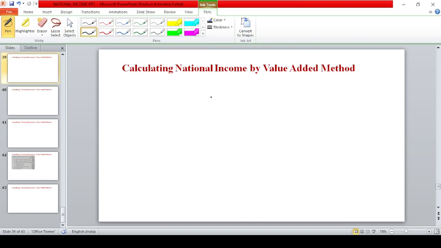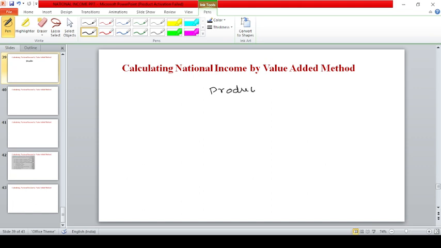Now in this class we are going to understand how to calculate national income by value added method. Now students, before I proceed with the calculation of national income by value added method, first let us understand what are the different methods that we can calculate national income with. Okay, so before proceeding, let us understand the entire cycle of the economy.